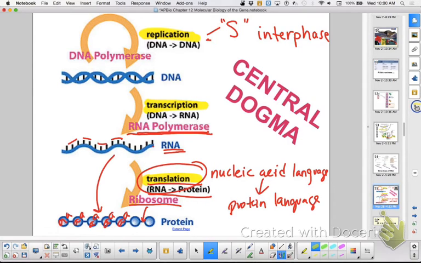Does RNA go through replication? RNA does not go through replication unless you're like an RNA virus. So I don't want to just throw it all the way out. But yes. Okay. All right.